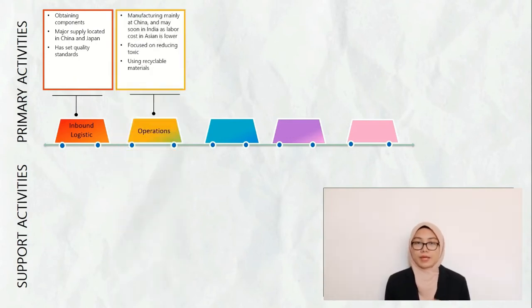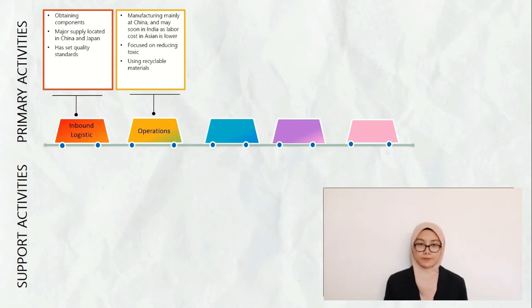The products are mainly assembled in China and the smaller parts take place in the other nations. Major of the assembly process are in Asia because the labor cost in Asia is much lower compared to other nations. Apart from it, Apple also focused on reducing the use of toxic substances in the manufacturing and assembly of its product.